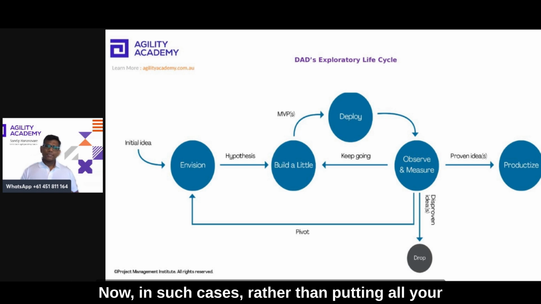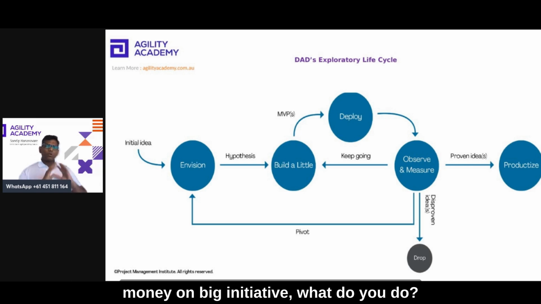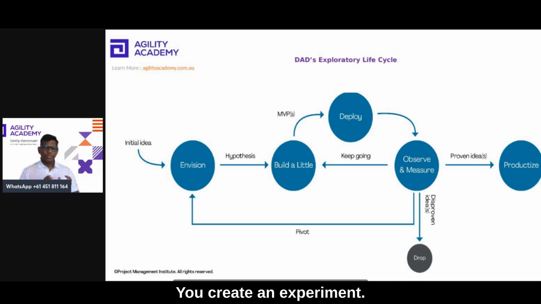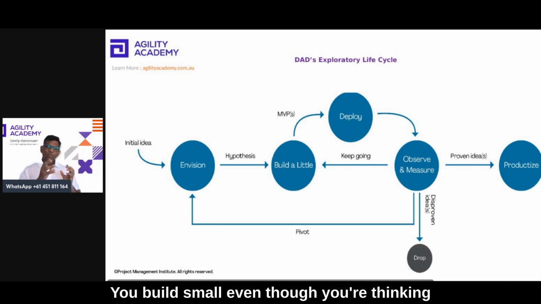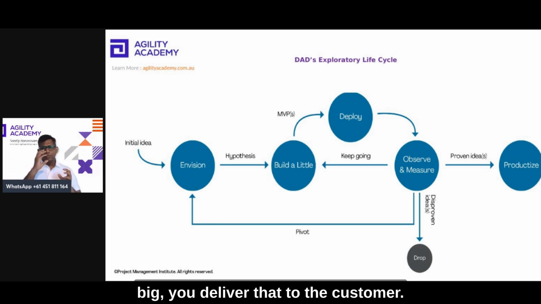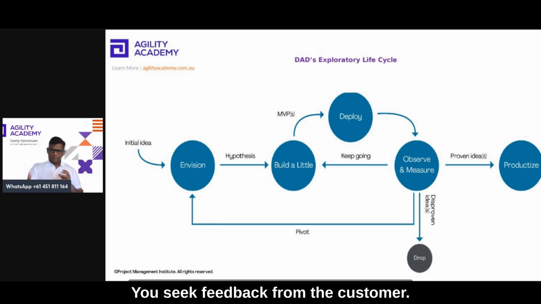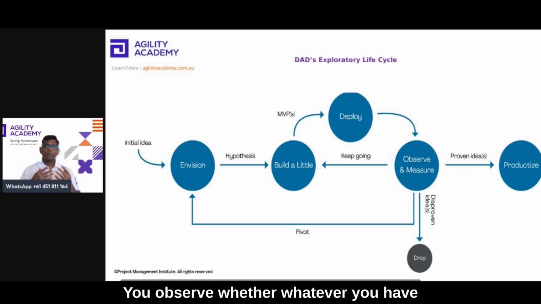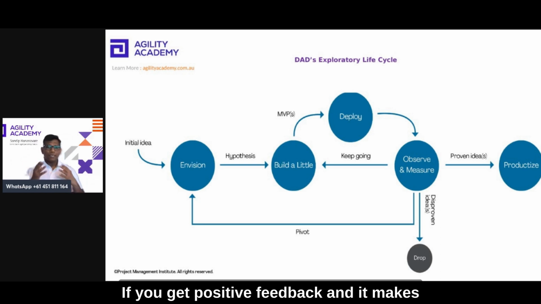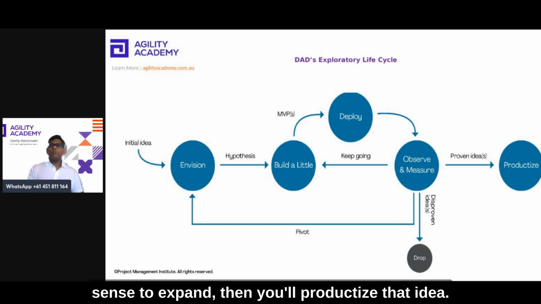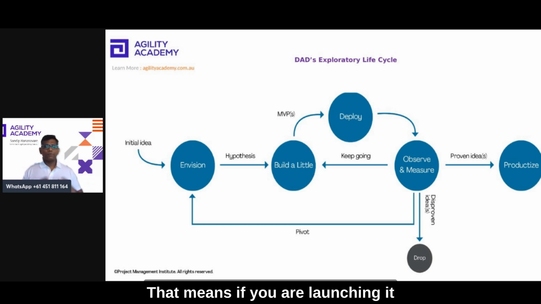Now, in such cases, rather than putting all your money on a big initiative, what do you do? You create an experiment, a lean experiment. So here you come up with your initial idea, you build small, even though you're thinking big, you deliver that to the customer, you seek feedback from the customer, you observe whether whatever you have created is helping customers to solve their problems or realize those opportunities. If you get positive feedback and it makes sense to expand, then you'll productize that idea. That means, if you're launching something in one city, you'll launch it across the country or different territories.